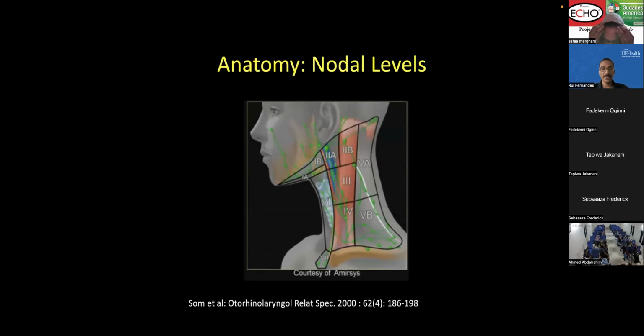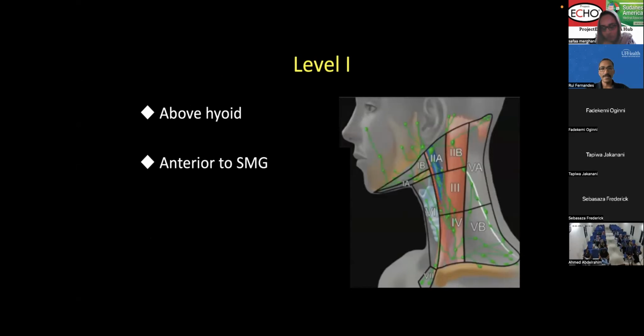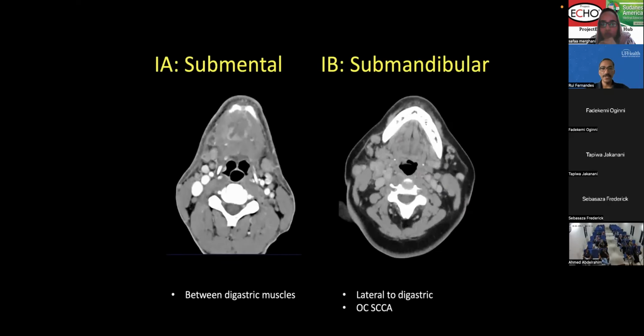Peter Sommer is the one who described this. We are quite aware that levels 1 through 4, and 5 in some cases, are the most important relative to oral malignancy, and there are divisions based on each nodal level. Level 1 is above the hyoid and anterior to the submandibular gland. And typically you see things like this.